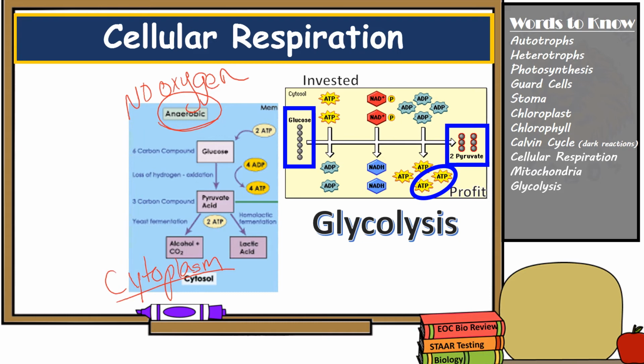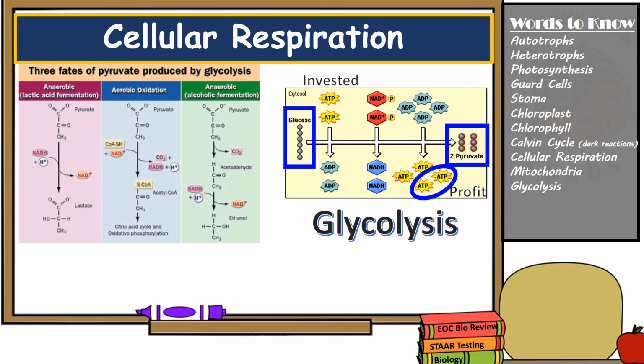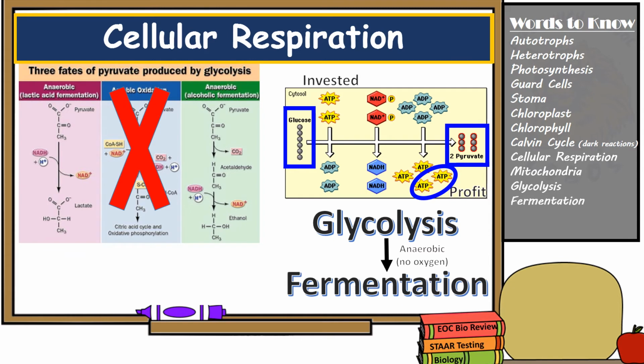Okay, so this is where the big decision needs to be made. What's next after glycolysis? And it all depends on oxygen, whether or not oxygen is available for the cells to use. If it's not available, then we continue with the rest of this process as anaerobic conditions, meaning no oxygen present. And we call this next process fermentation. Now, there are two types of fermentation.